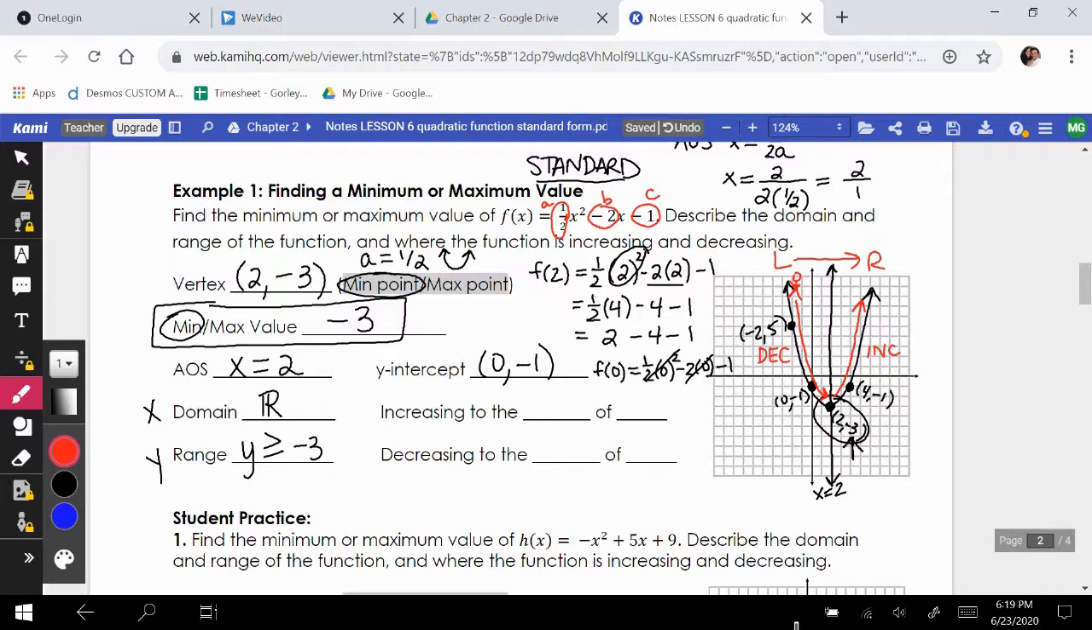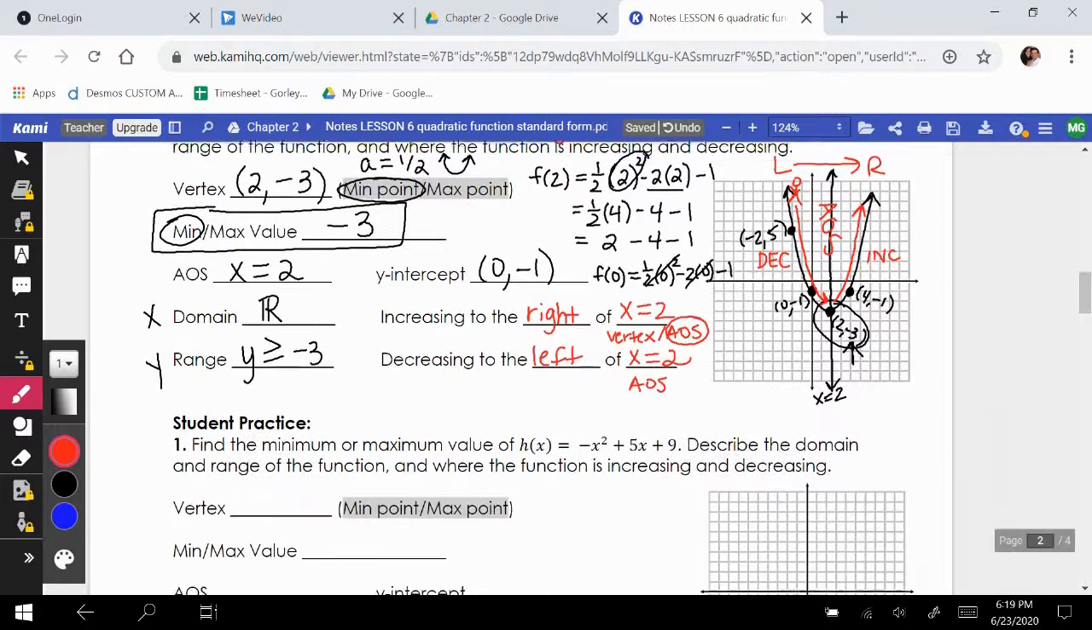So I would say that it's increasing to the right of the vertex or the axis of symmetry. Okay, and I'm going to intentionally choose axis of symmetry and put the equation of the axis of symmetry there just for consistency purposes. That's what we're always going to use. We're going to say it's increasing to the right of the axis of symmetry, and we're going to say that it's decreasing to the left of the axis of symmetry, which again is x equals 2.